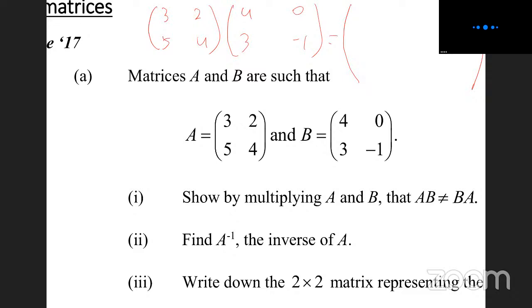Right, let's multiply it. Row in matrix 1 by column in matrix 2, right? 3 by 4 is 12, and then 2 by 3 is 6. Very good. Go again. Same row, next column. 3 by 0 is 0, and then 2 by minus 1, nice.